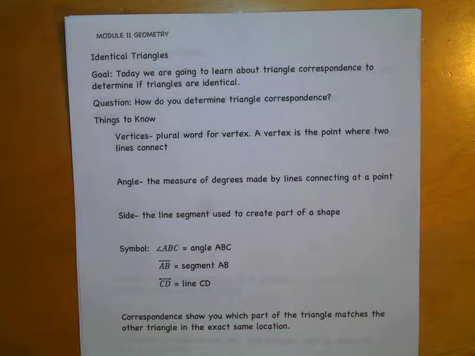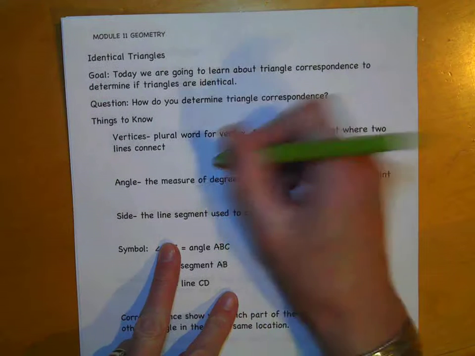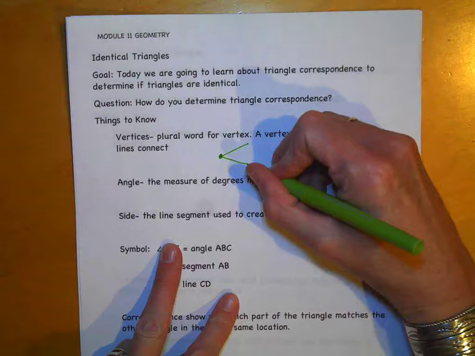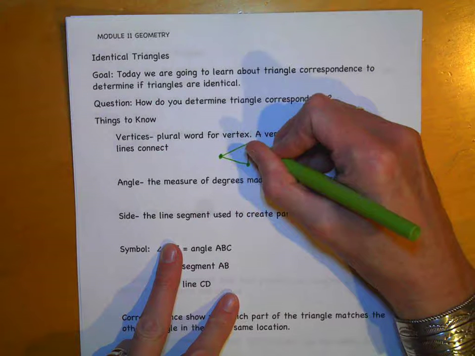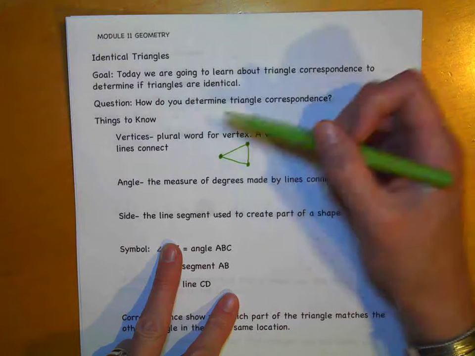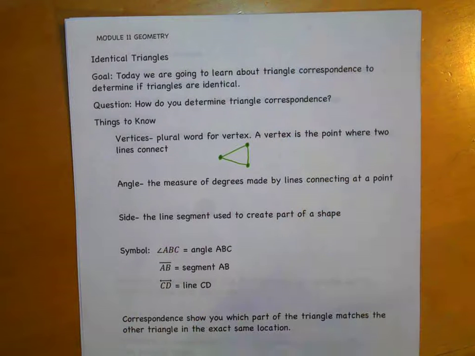Things to know. There's some vocabulary words that we need to talk about in order to have an understanding of triangle correspondence, and they are vertices. Vertices is the plural word for vertex. A vertex is a point where two lines connect. So if we had this line segment here, and this line segment here, this would be called a vertex. This would also be called a vertex, and this would be called a vertex. So all three of those are vertexes, and the plural form of this is vertices.